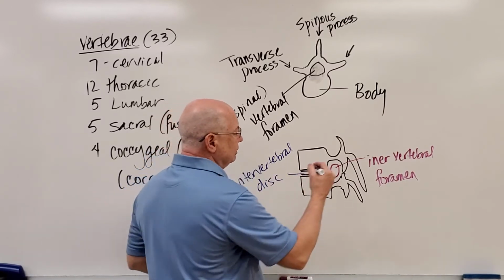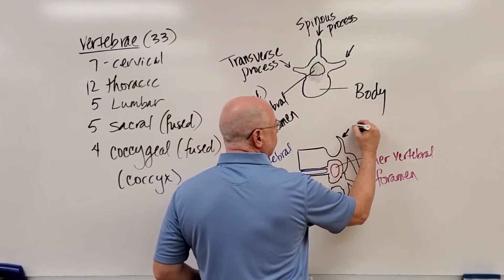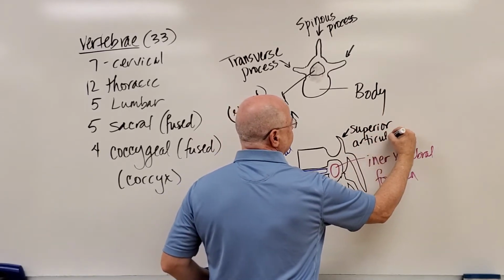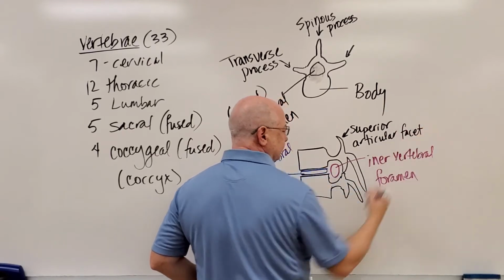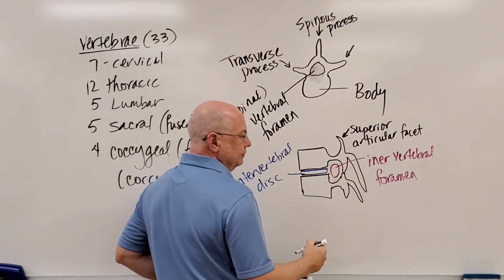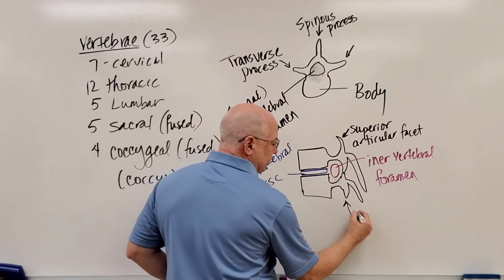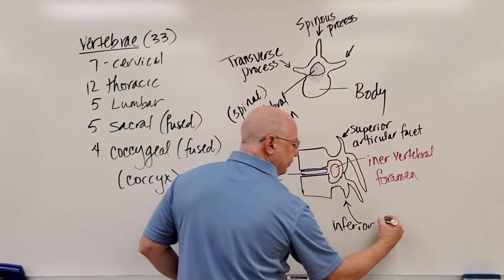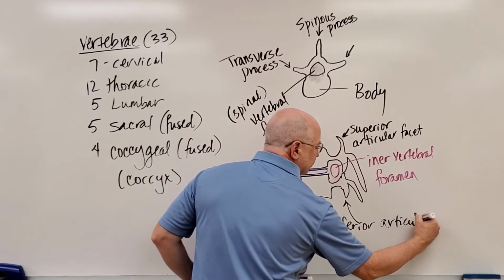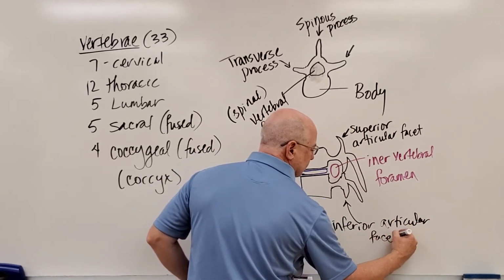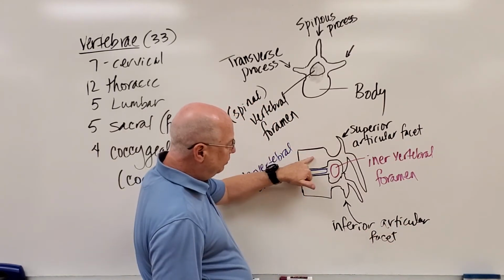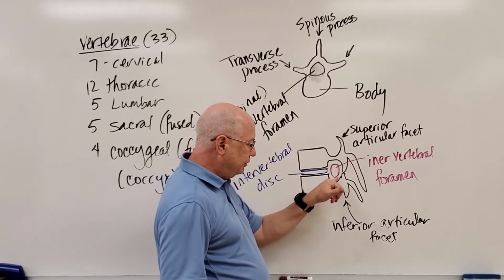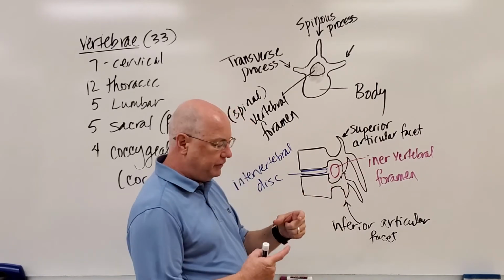And if it's on top up here, that would be called the superior articular facet. And the ones on the bottom would be called the inferior articular facet. And each vertebra, although I've labeled them on two different vertebrae, each vertebra has one. So, for this particular vertebra here, I have a superior and an inferior articular facet. For this vertebra, I have a superior and an inferior articular facet.